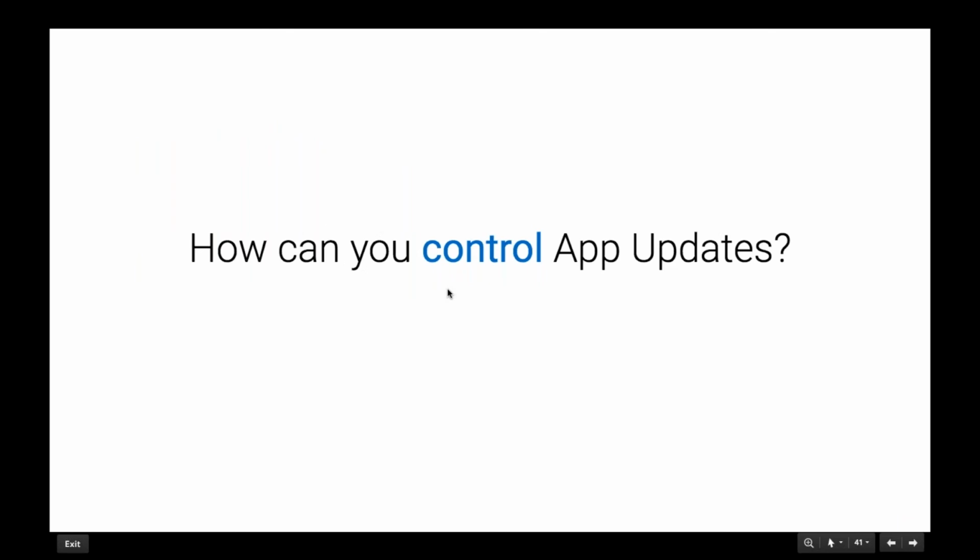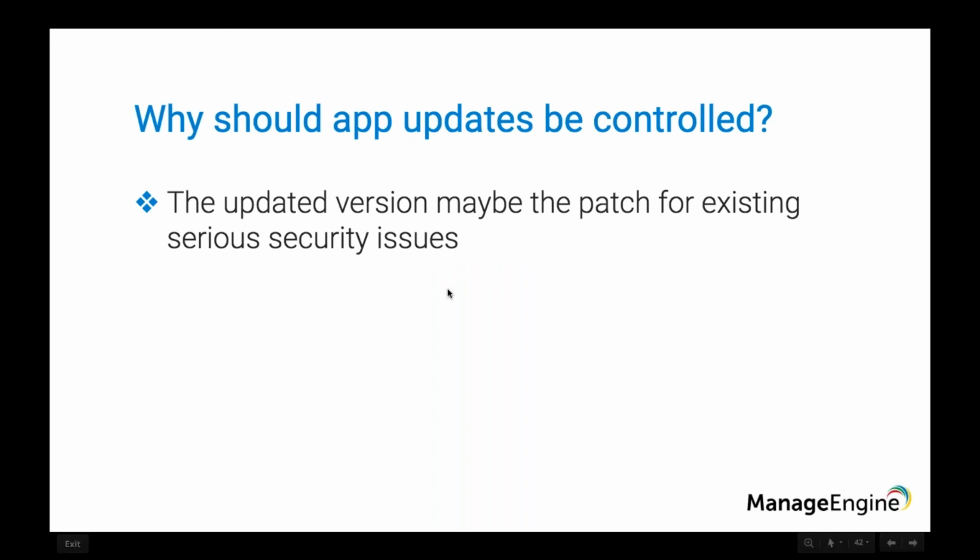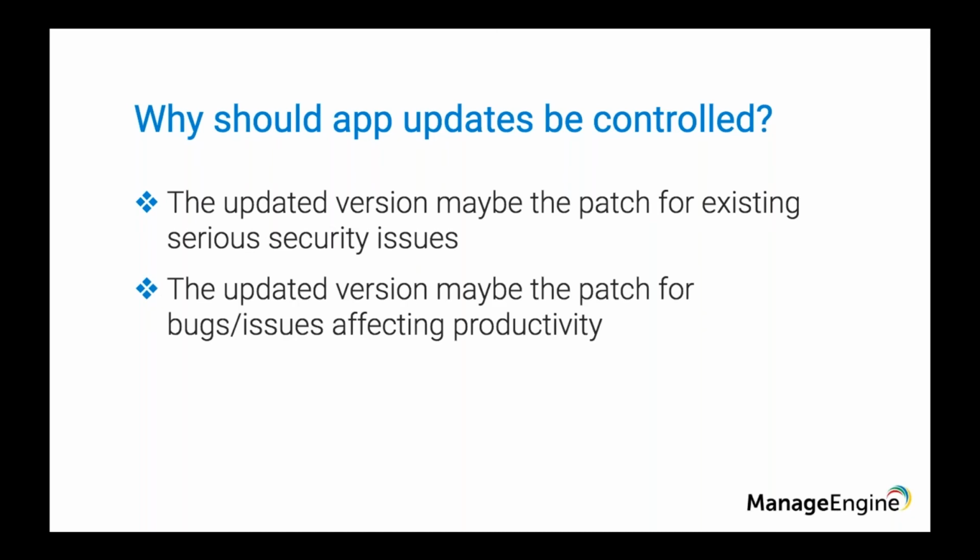Now, how can you control app updates? I had actually mentioned controlling app updates as one of the benefits. You must be wondering as to why app updates should be controlled. Like the updated version that is available on the store might be a patch for existing serious security issues, which means that the app needs to be updated at all costs. Similarly, let us look at the converse case. What happens if the updated version is a patch for bugs or issues that have been affecting your company's productivity? In both cases, you need to ensure that the app gets updated almost immediately.